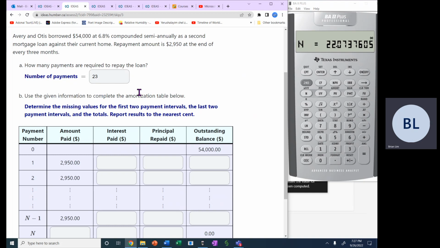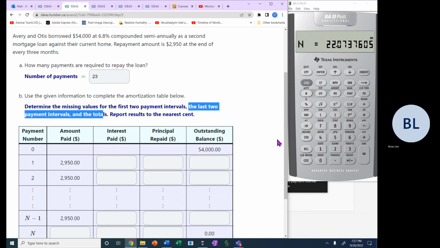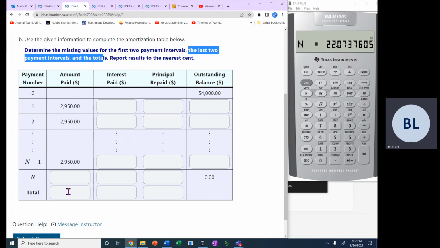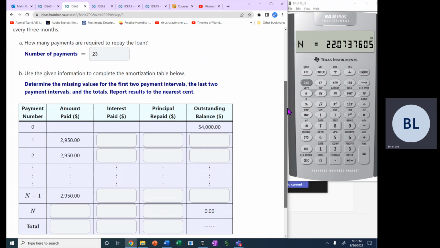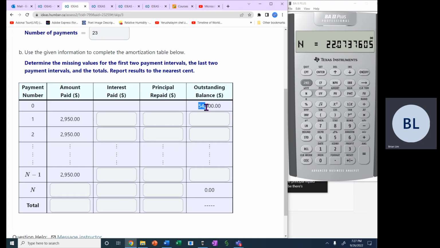Now, use the given information to complete the amortization table below. All right. Determine the missing values for the first two payment intervals and the last two payment intervals, and the totals, meaning the total amount paid, the total interest paid, and of course the principal repaid. The principal repaid should indeed be this 54,000. If 54,000 was borrowed, then 54,000 must be repaid, correct? So that has to go in there.